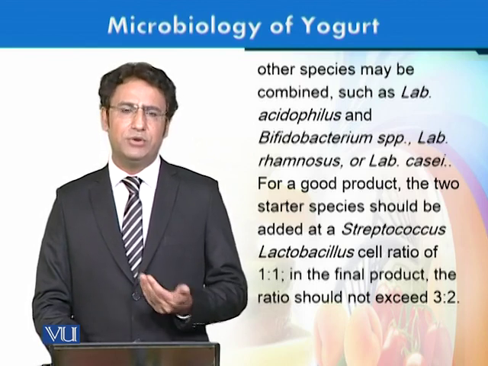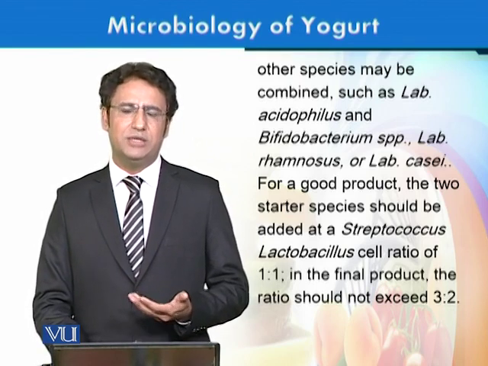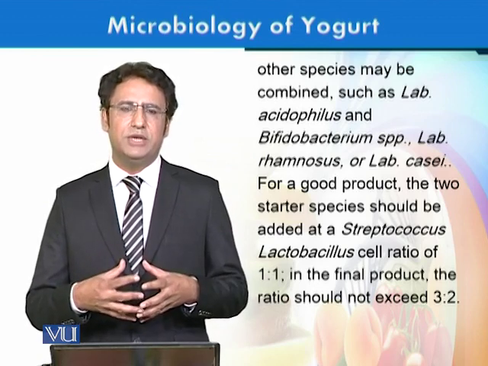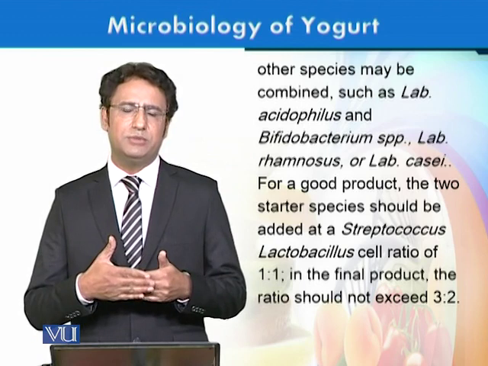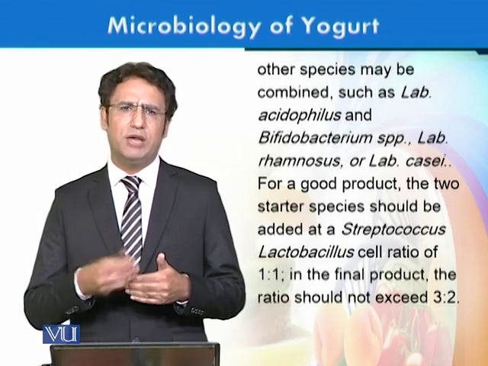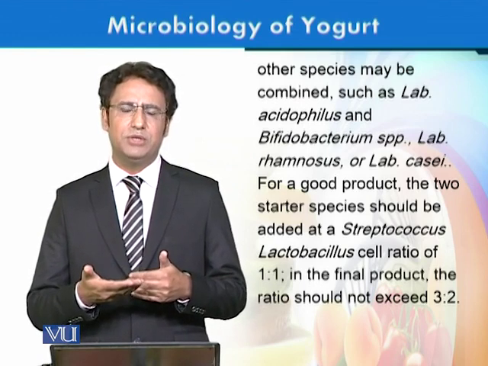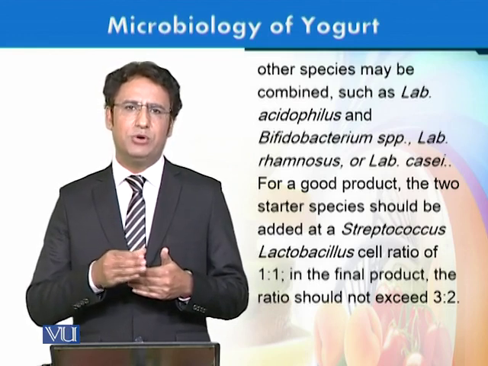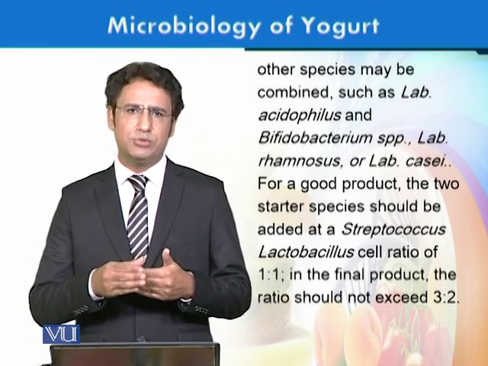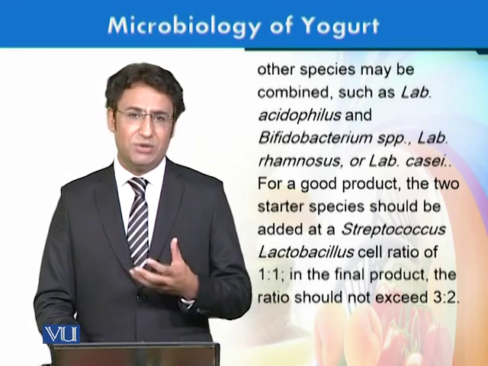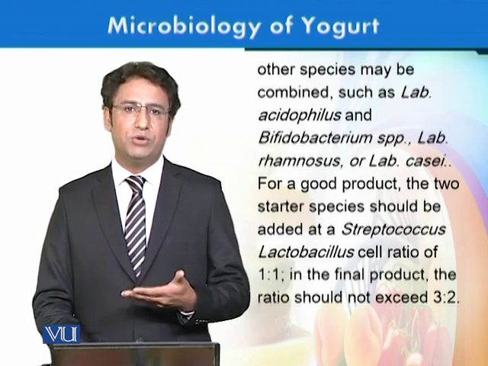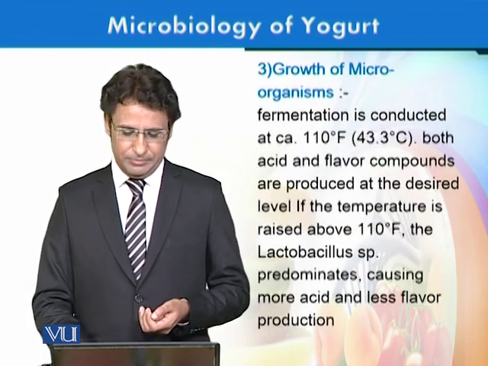Ideally it should be a 1:1 ratio, and it should not exceed 3:2. Because they perform different functions, and every bacterial strain would have different functions to be performed within the end product. So we have to look at the level of activity and the end product metabolite that has to be produced in the final product. That's why we need to control their ratio as well if we want to have a consistent end product.